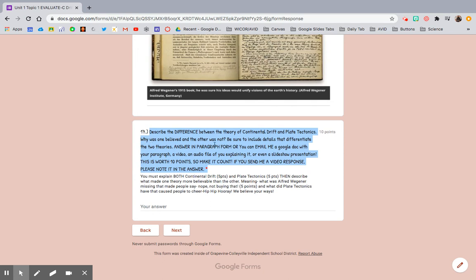Why was one believed and the other was not? So I'm already telling you that either continental drift or plate tectonics wasn't believed and the other one was. So you're going to tell me which one was believed and why. Be sure to include details that differentiate the two theories. So I want to know, how are they different? And you're going to answer in paragraph form.